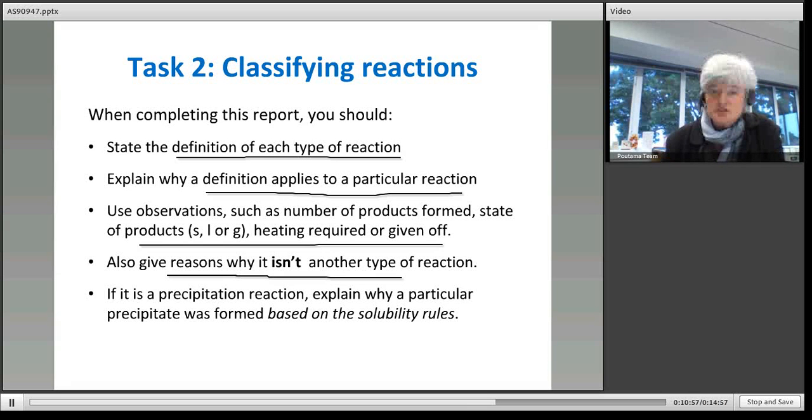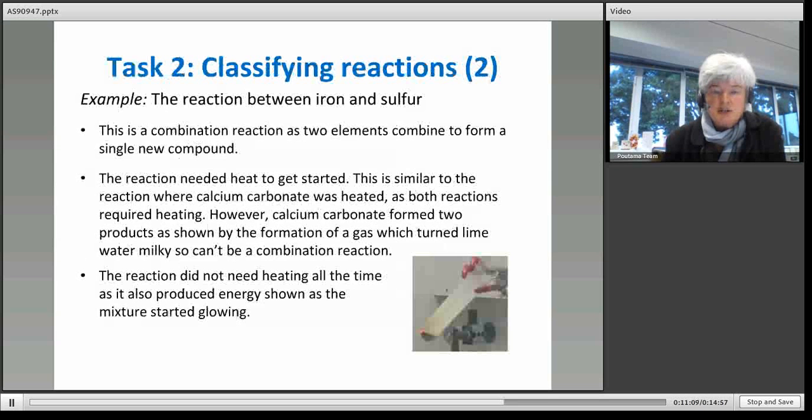All these points are, by the way, I'm aiming for excellence, but I hope you will all try to aim for excellence. And then again, if it's a precipitation reaction, you would explain based on those particular rules. And we will do an example at the end.